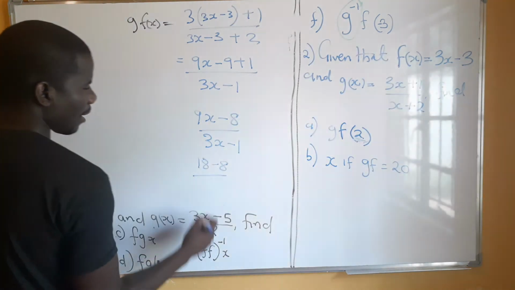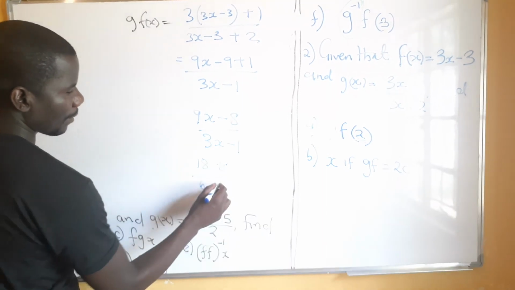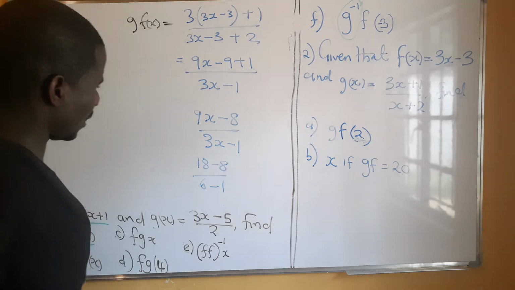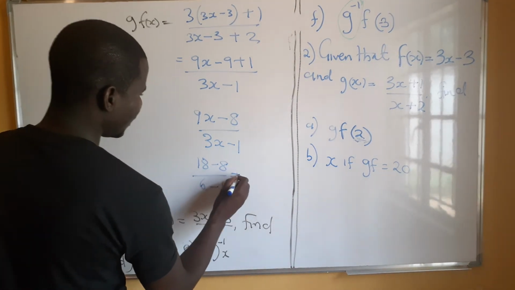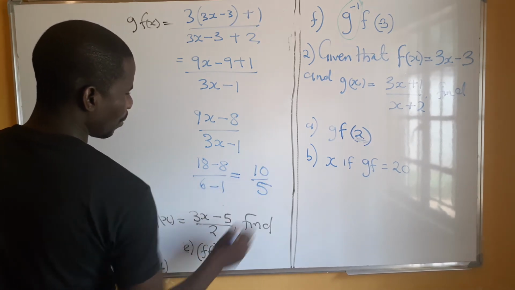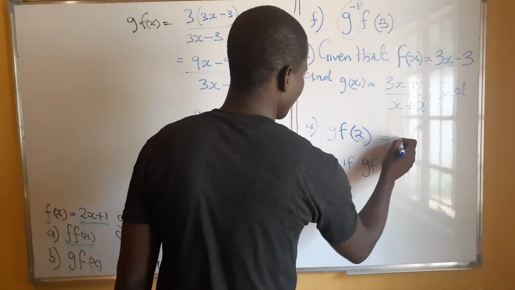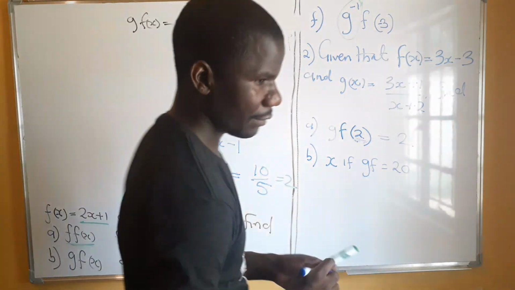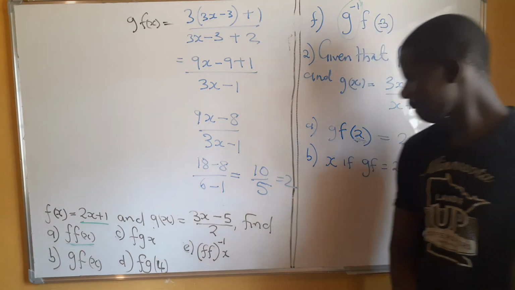We are replacing now. This is going to be 6 minus 1. Are we there? 6 minus 1. 18, when we subtract here, what are we getting? We are getting 10. Here we are getting 5. So what do we get? We get 2. So this is going to give us 2. Are we together? This is going to give us 2 here.